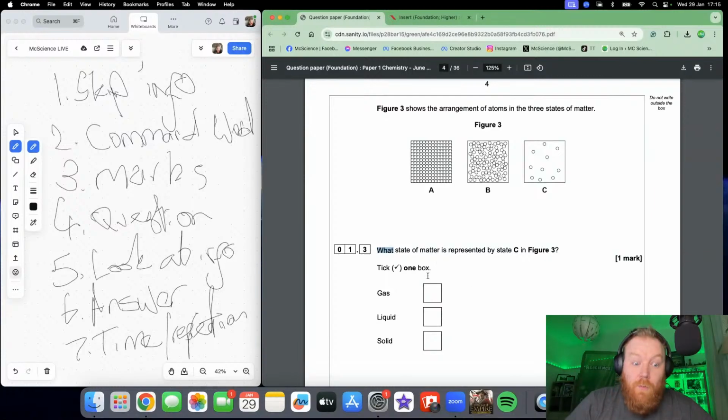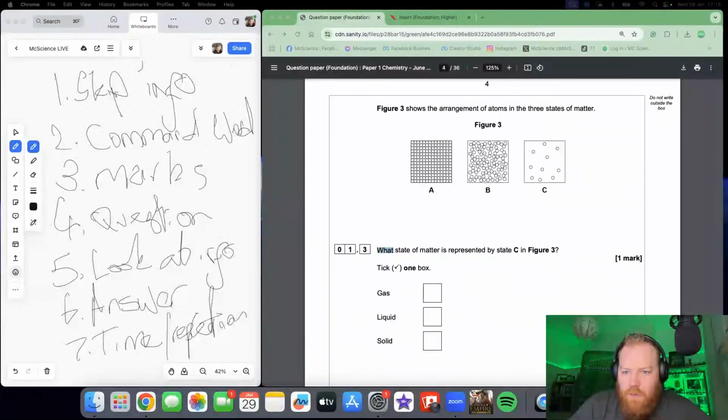So obviously then we have to look at the information. We then answer it. And again, would anyone like to answer it? If not, I will answer it for you. Try and actually see if I can see the live chat a little bit bigger. So what state would C be?